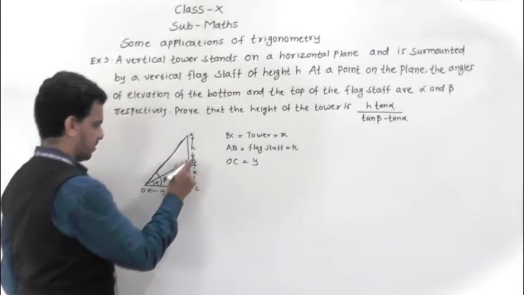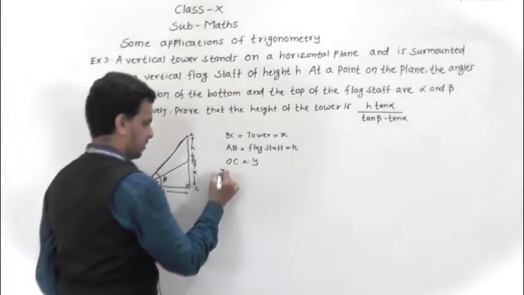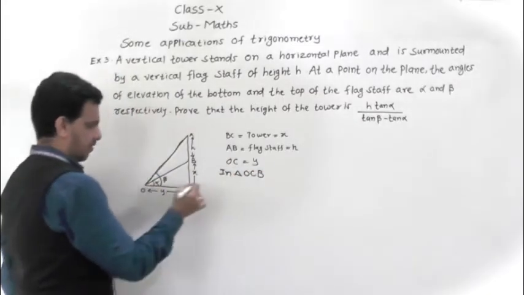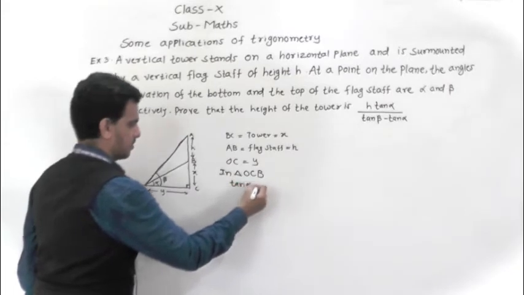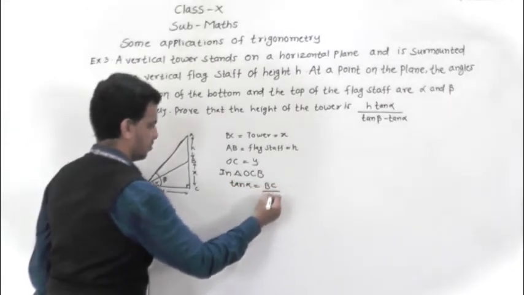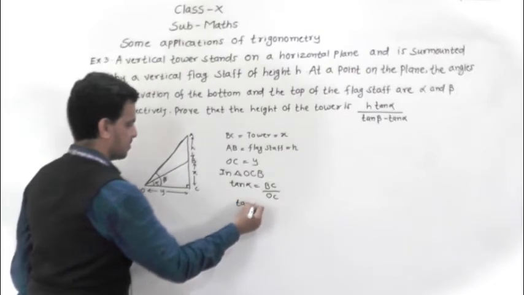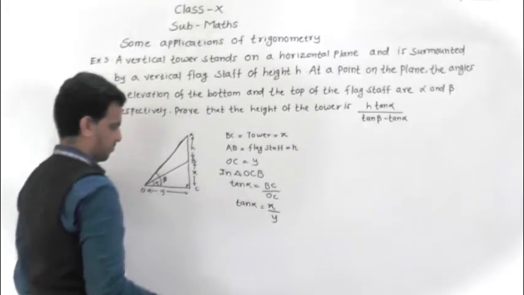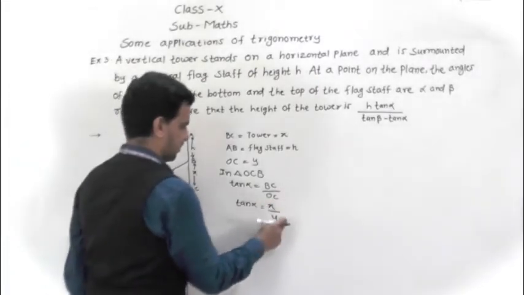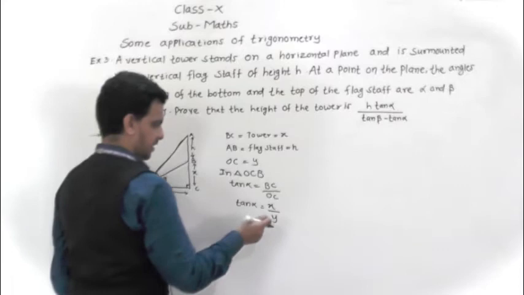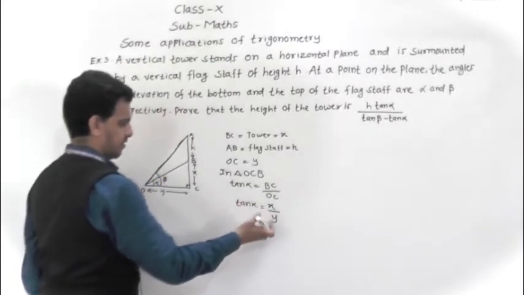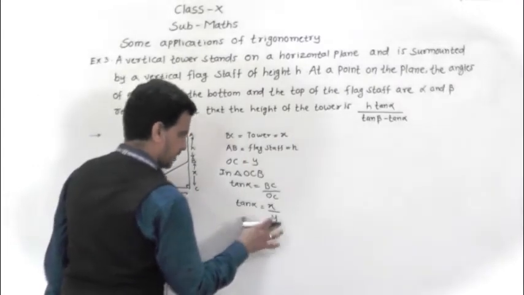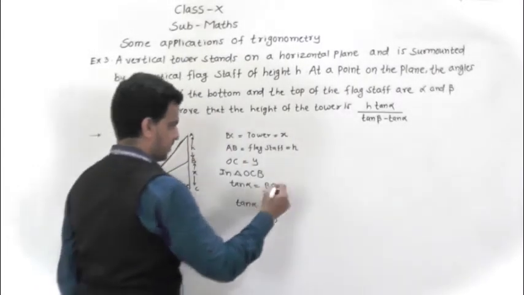First, in triangle OCB, tan alpha is equal to BC upon OC. Tan alpha is equal to, BC value is X, OC value is Y. So tan alpha is equal to X by Y. We can keep it as it is, or we can write X is equal to Y tan alpha. Now after that we will decide this.